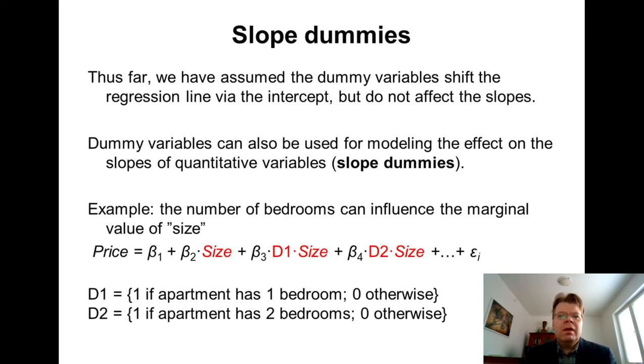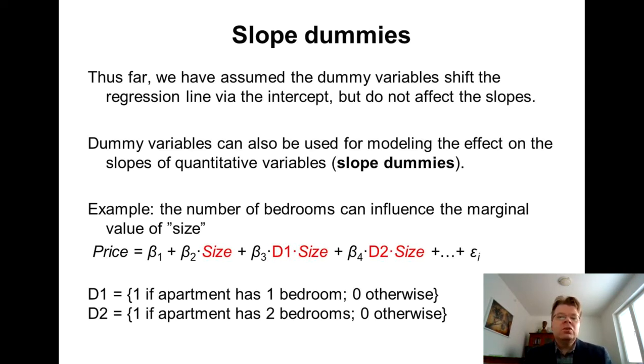But it might also be the case that the slope of our quantitative variable differs across different groups of observations. Recall that I finished the previous lesson with the example where I classified the apartments in Espoo into three groups. We had one-room apartments, two-room apartments, and then another group which has three rooms or more. We can call that apartment type. So it would be interesting to see whether the marginal impact of size in square meters on price differs across these different apartment types. And we can model it using so-called slope dummies.